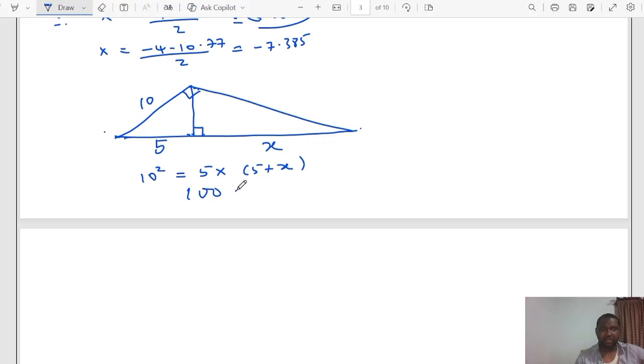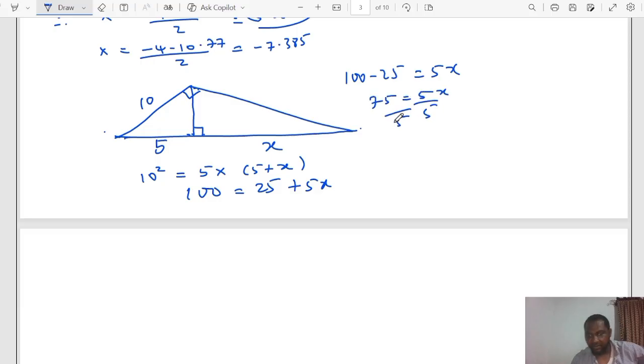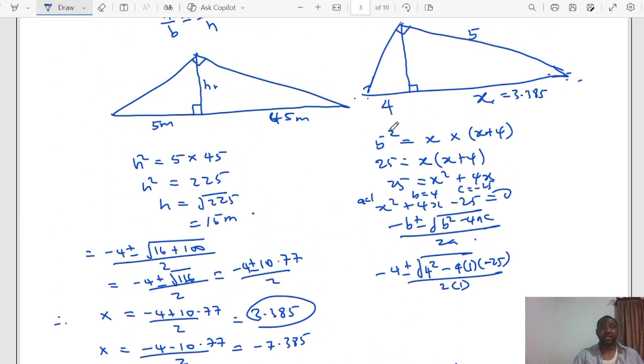So this is going to be 100 is equal to, if you open the bracket, 25 plus 5x. So 100 minus 25, if this crosses the equal sign, is equal to 5x. So 75 is equal to 5x. If I divide both sides by 5, I'm going to have that x is equal to 15. So that means x here is 15. So this is exactly all the questions that you need to deal with when we are dealing with similar triangles.